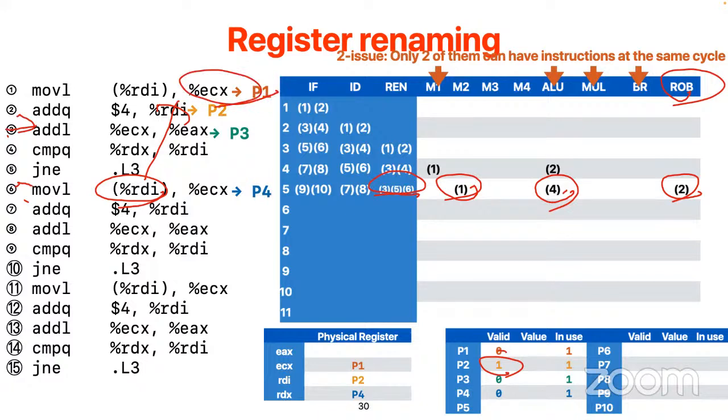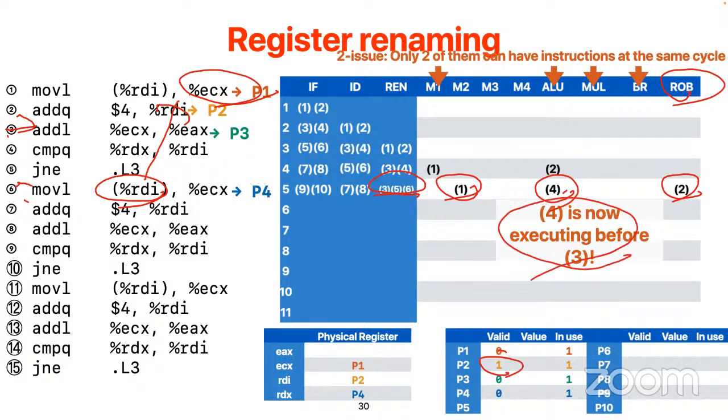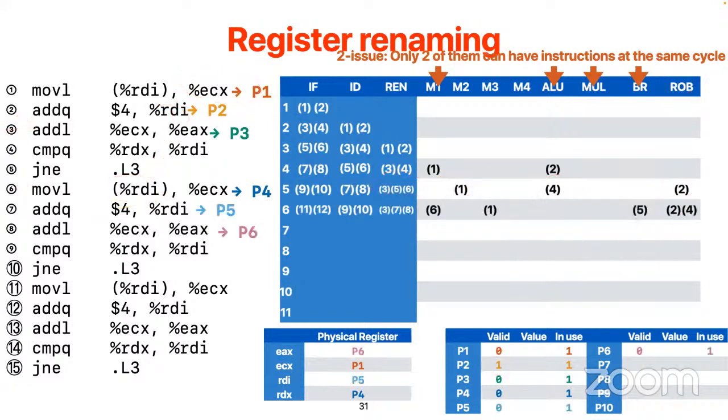So what we can imagine is that in the next cycle, one thing that's interesting in this cycle is that you can see 4 is now executing before 3. So that's out of order execution. In the next cycle, as you said, we can execute 5 and 6. And in the reorder buffer, because 2 and 4 are finished, they are in the reorder buffer.